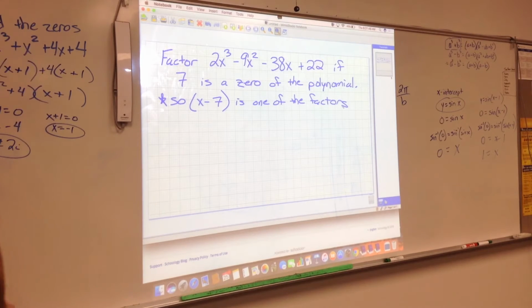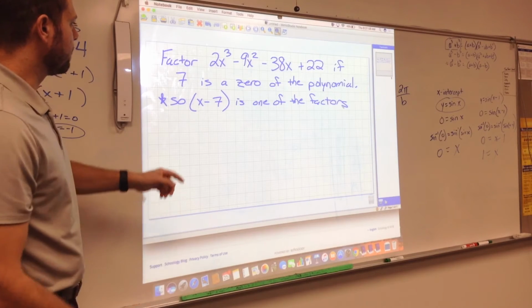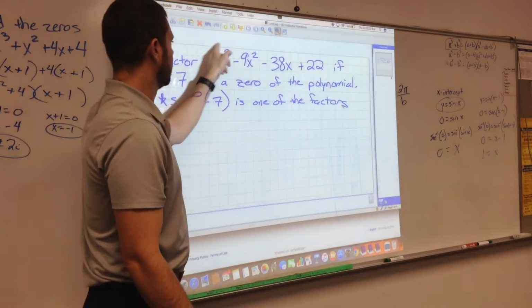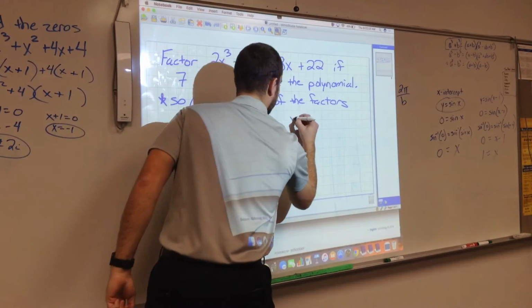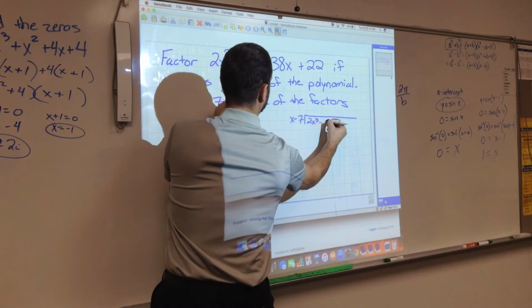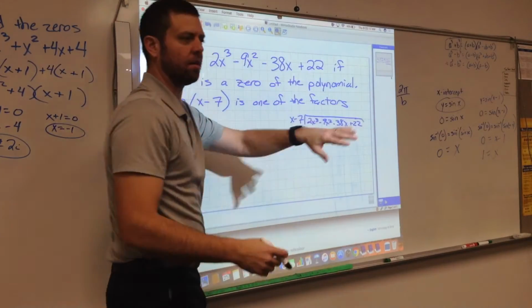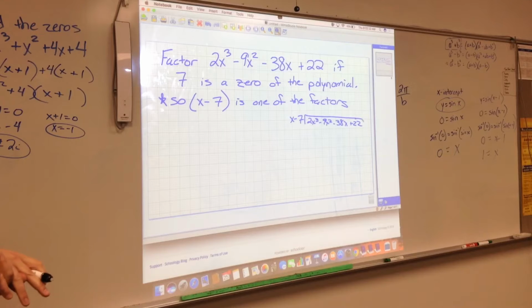So I'm not going to do the long division today. I'm going to do that shortcut, that synthetic division again. Okay? So let me show you how we will do that. When you do synthetic division, right now, we're going to take this and we're going to divide it by x minus 7. So if you want to do this whole thing, if you want to do the long division, the 2x cubed minus 9x squared minus 38x plus 22. If you want to do that long division, you go ahead, but I'm going to do synthetic division because I have a feeling that's what most of you will do.